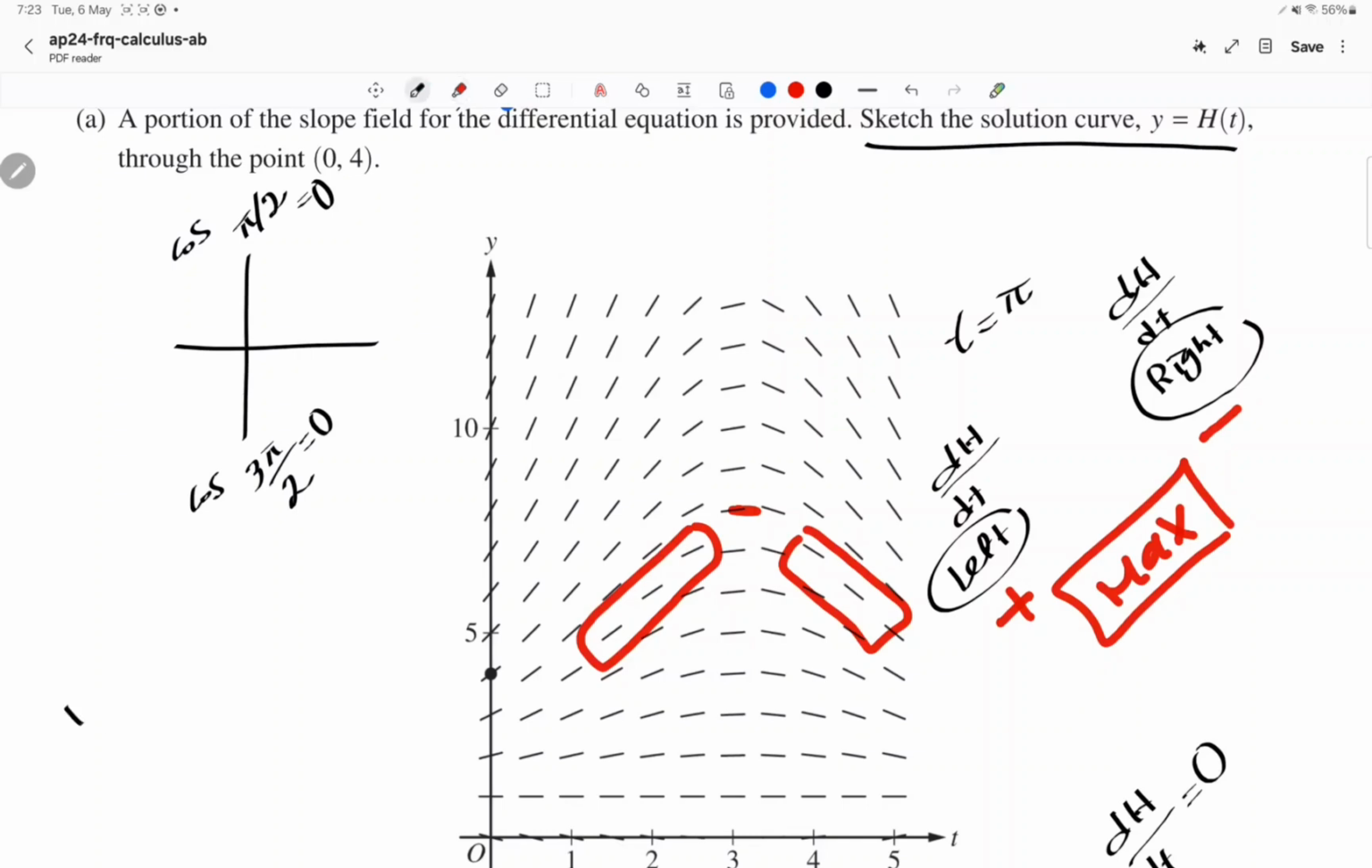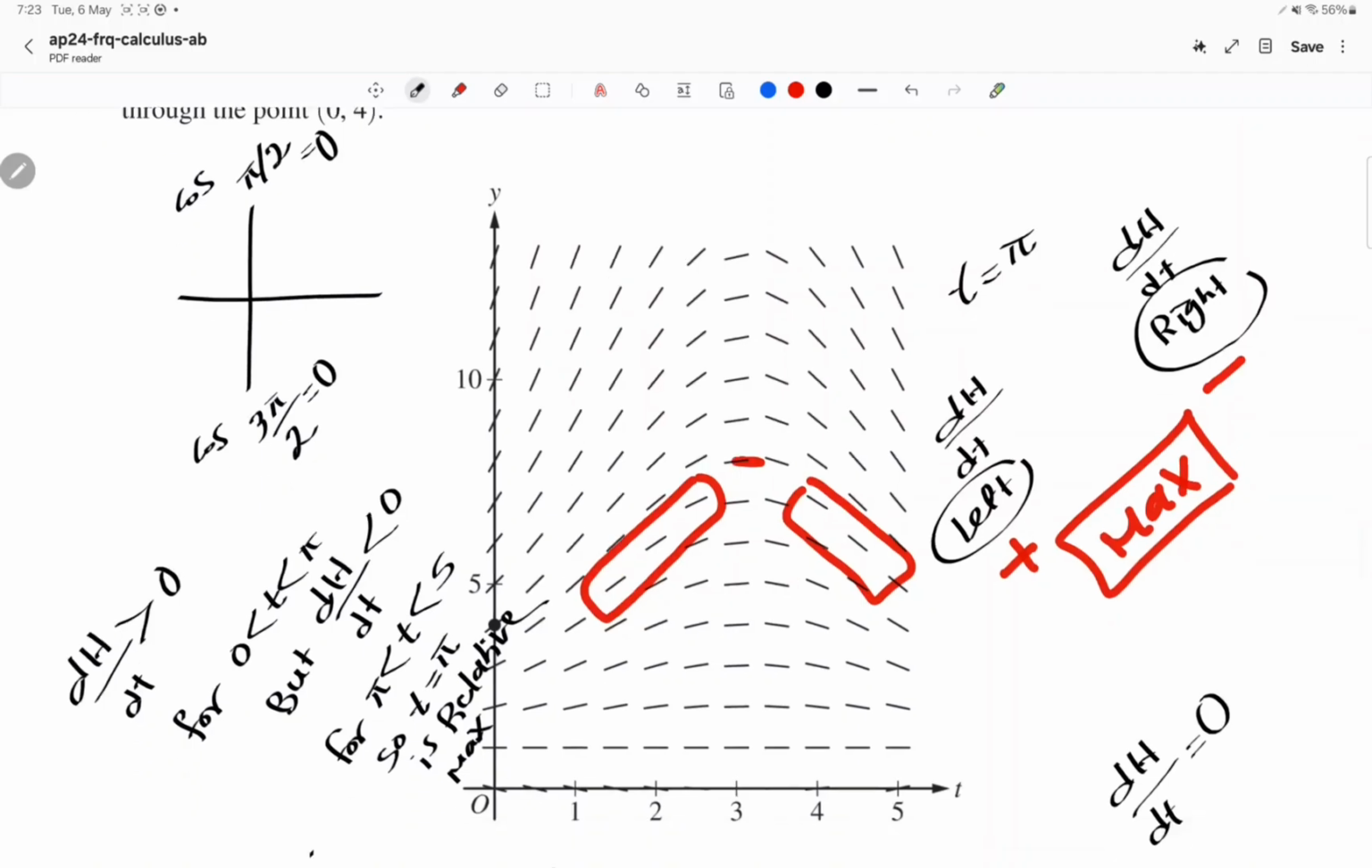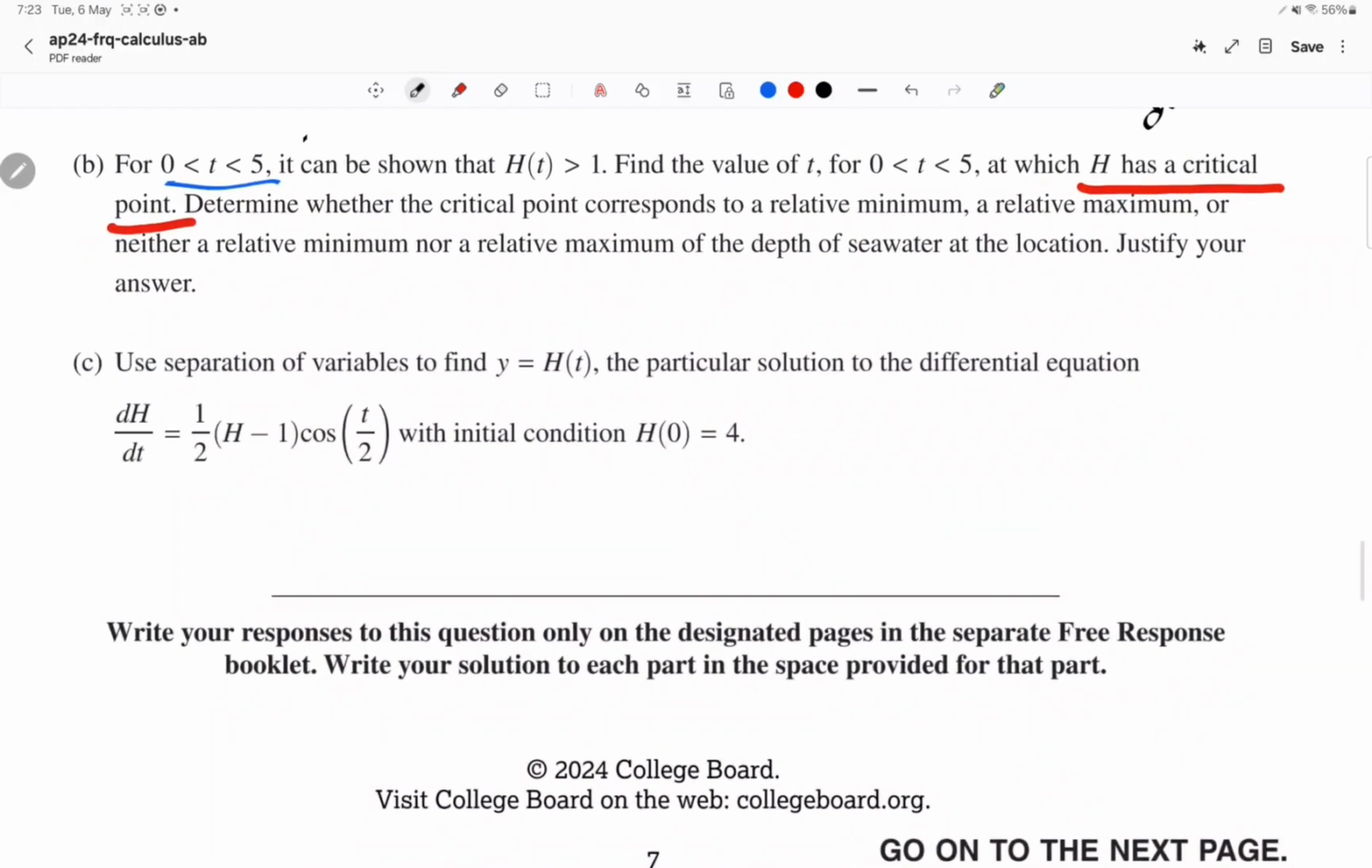Is that method good? Yeah. So dh over dt is more than 0 for t from 0 to pi, but dh over dt is less than 0 for t from pi to 5. So at t of pi is a relative maximum. I mean, that's better than the first method.